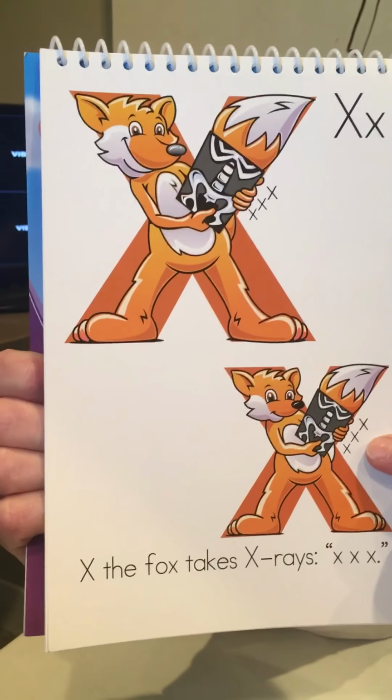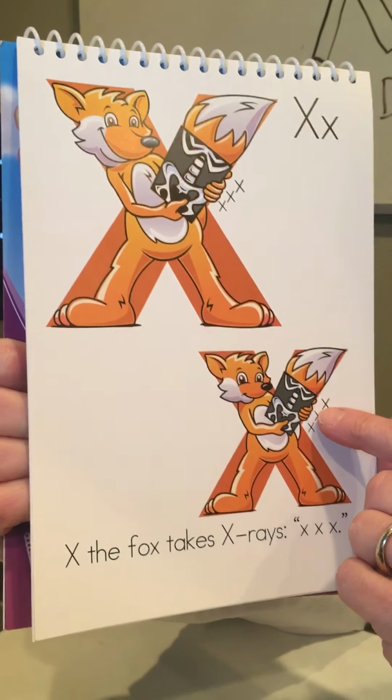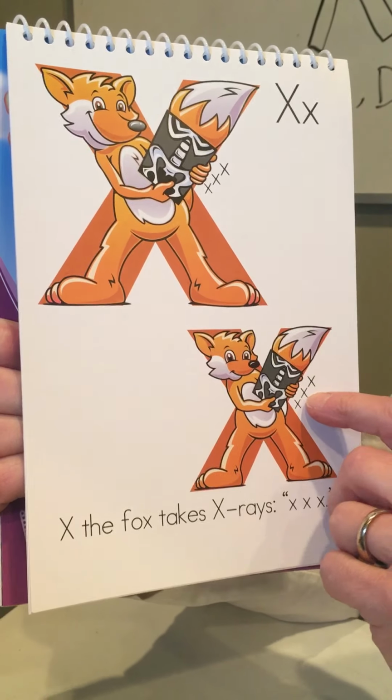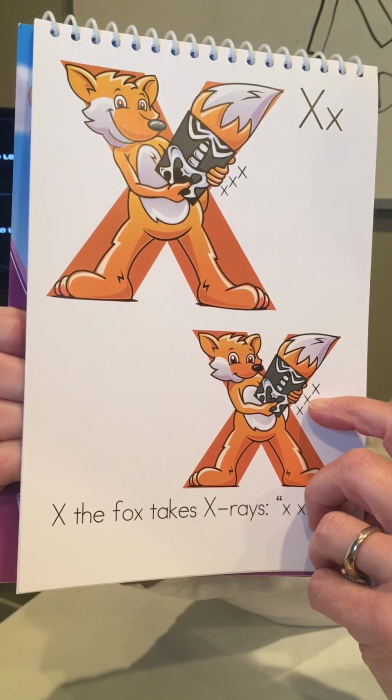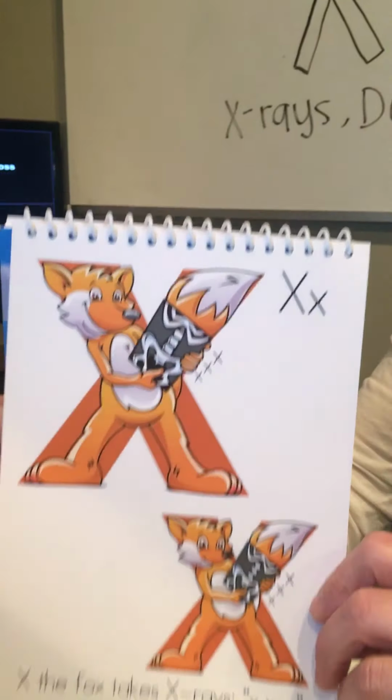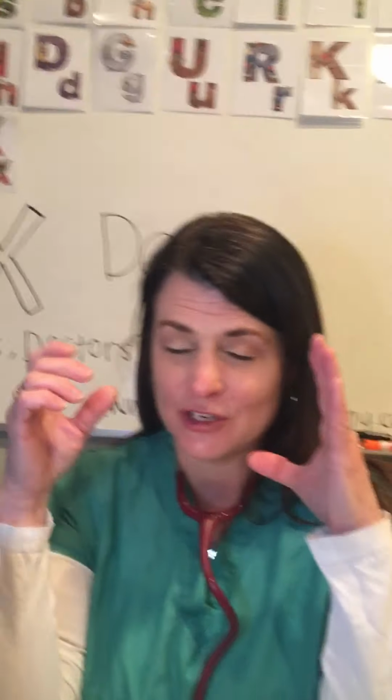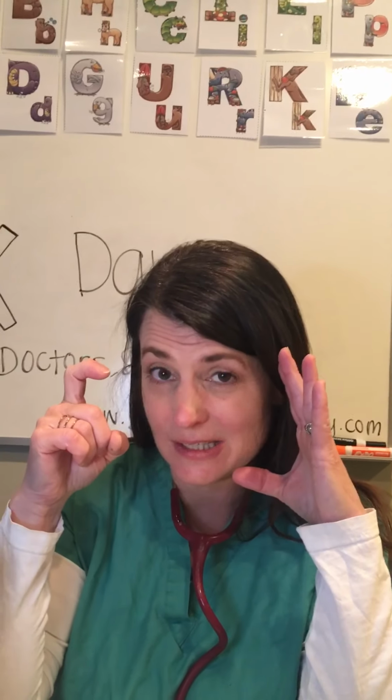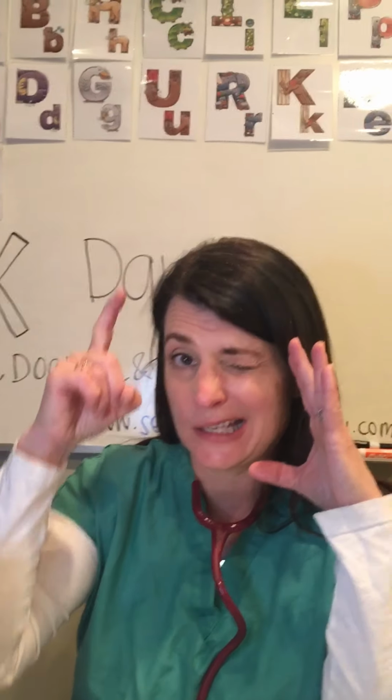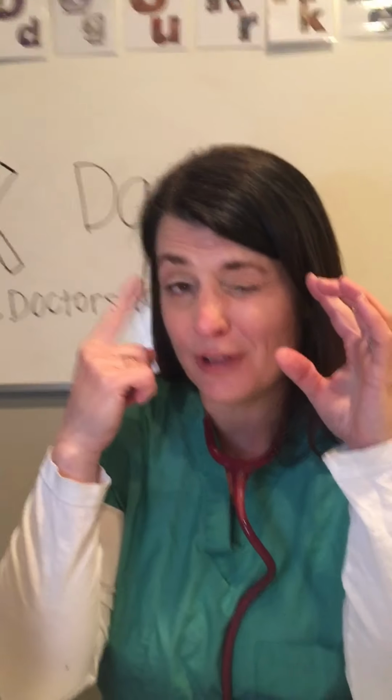Hello, X. There's the big X and there's the baby X. When he had to go to the doctor, he took an x-ray picture. So when he took the x-ray picture, it made this sound. Kss, when the doctor pressed down the button. Kss. So as I'm looking through the eye hole and pressing that button, I can make that sound.